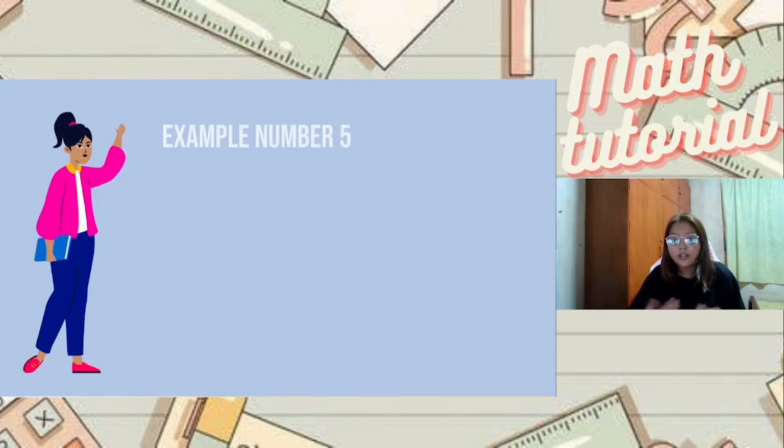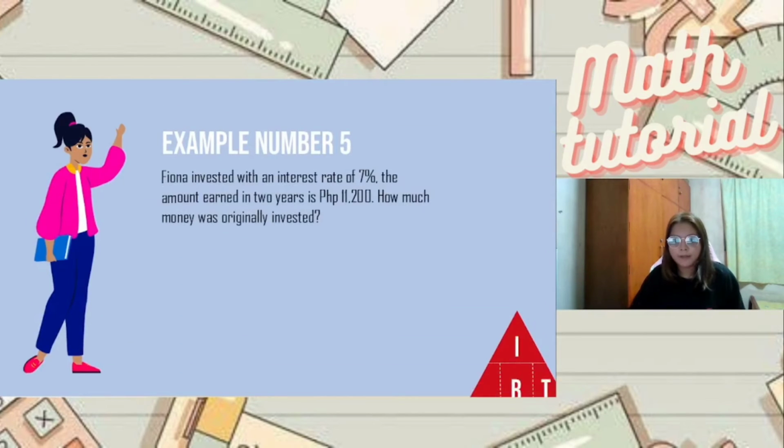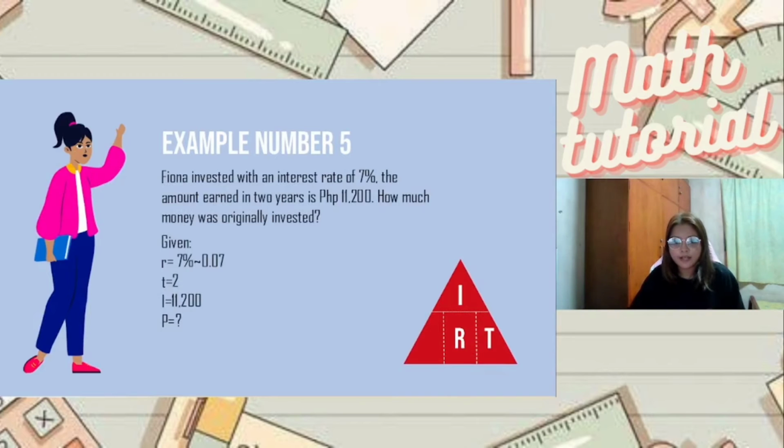So, another example. So, sabi naman dito, Fiona invested with an interest rate of 7%. The amount earned in 2 years is 11,200 pesos. So, how much money was originally invested? So, magkano daw yung ininvest niyang pera? So, again, gagamitin ulit natin yung triangular formula and disregard yung principal amount.